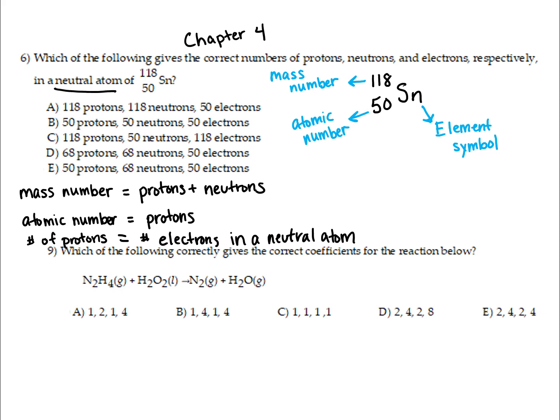We need to figure out the number of protons, neutrons, and electrons in this neutral atom of 10. The atomic number we're given, and that's 50. If the number of protons and electrons are the same in a neutral atom, then we also know the number of electrons. We can actually rule out some of these answers. So A, we can rule out because the protons are wrong. C we can rule out because that's wrong. We can also rule out D. So we just narrowed down to 2 answers and we haven't even finished yet.